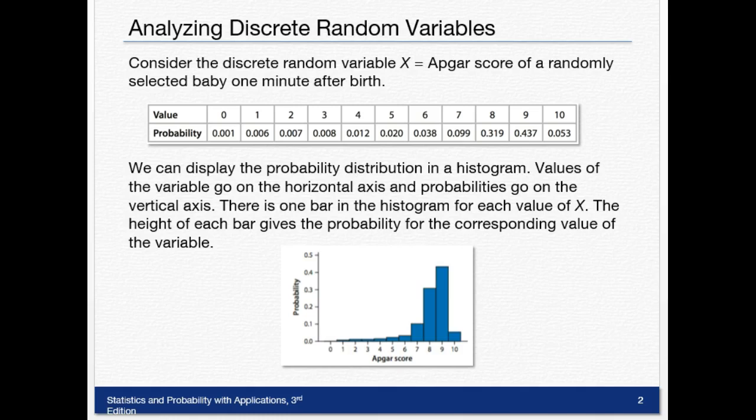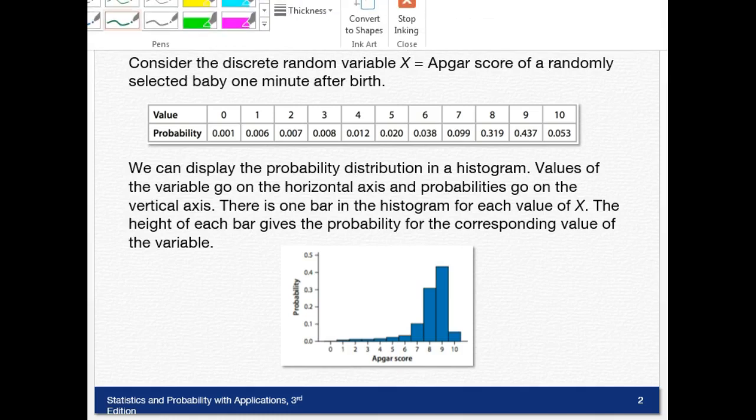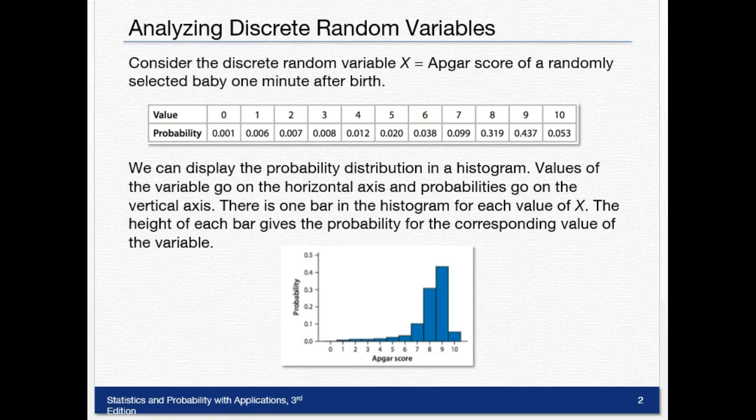And what you see down here below each discrete value is the probability that they get a 1 or a 2 or a 3 or 4, whatever it is. Now we can display the probability distribution in a histogram. Values of the variable go on the horizontal axis. You can see the APGAR scores are right here. And the probabilities go on the vertical axis.